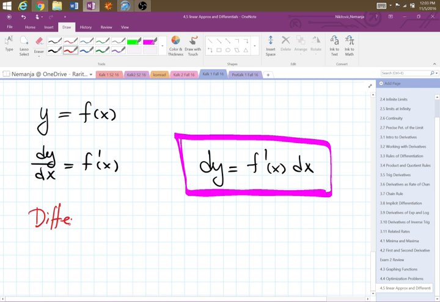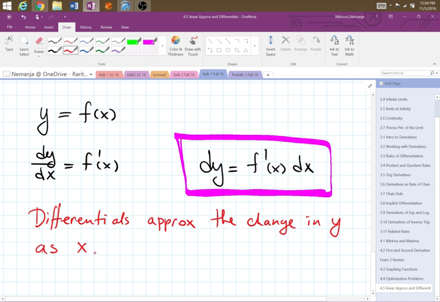Differentials approximate the change in y. So they're not approximating a number directly. They are approximating the change in y value as x goes from x1 to x2. So you see there is a change in x, right? You go from one value to another, from 15.8 to 16. There's a change there. So as there is a change in x, a change in y will happen. That's what dy measures.